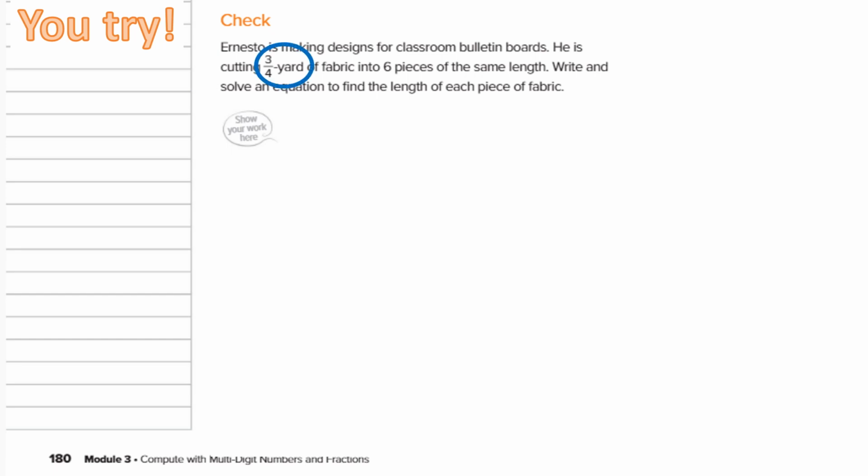You notice that we have 3/4 yards that we're talking about, and then we have 6 pieces that we're looking to have it separated into. We also focus in on the word into, and that tells us that we're going to be dividing. So if I look at that, then I look at underlining the question and notice that there are 2 things that we're asked to do. First, it tells us to write, and then it tells us to solve the equation.